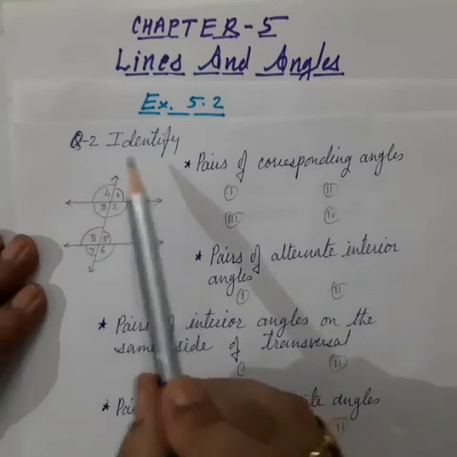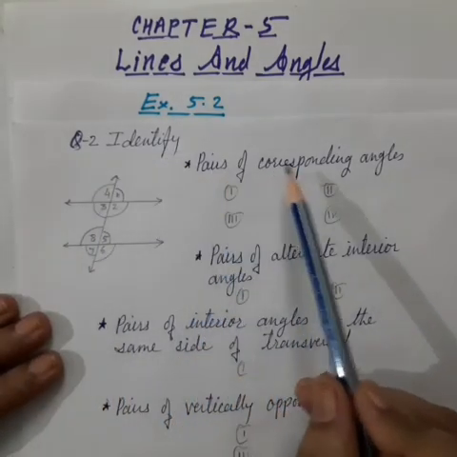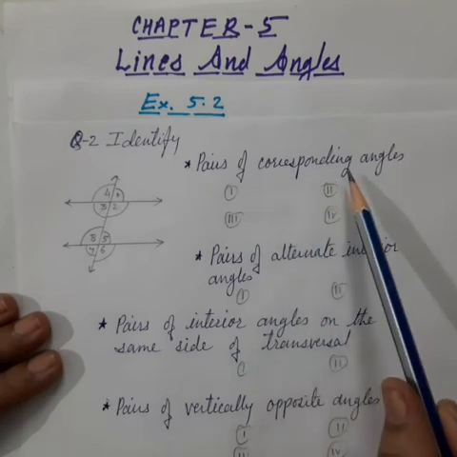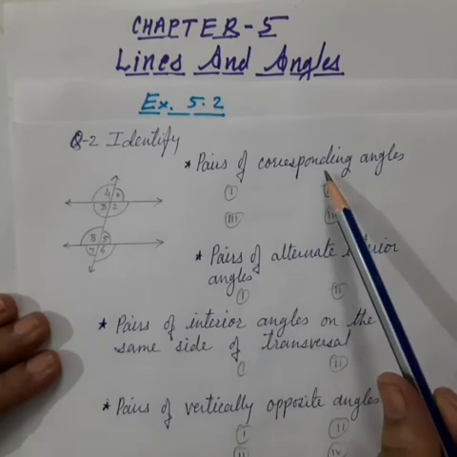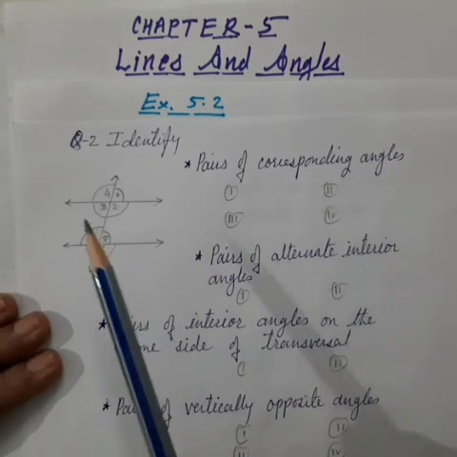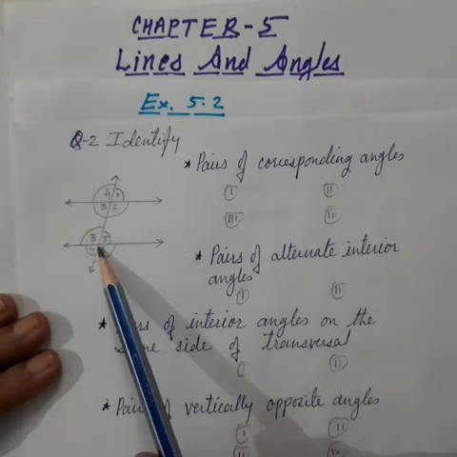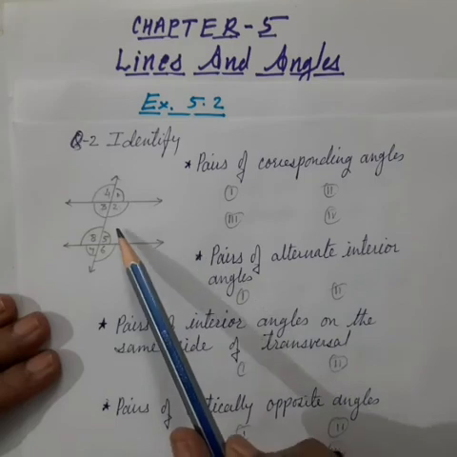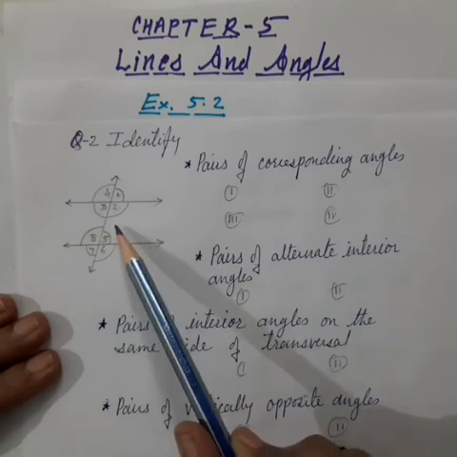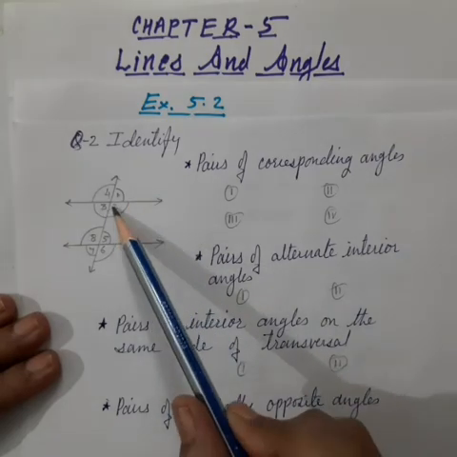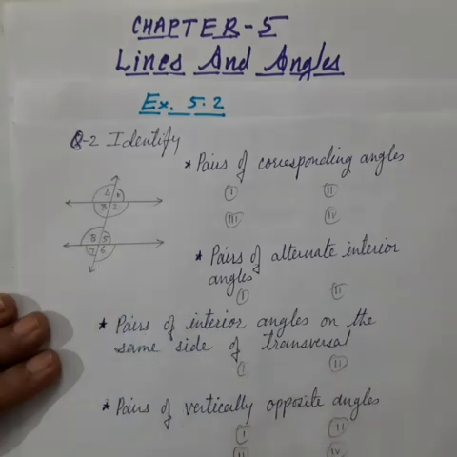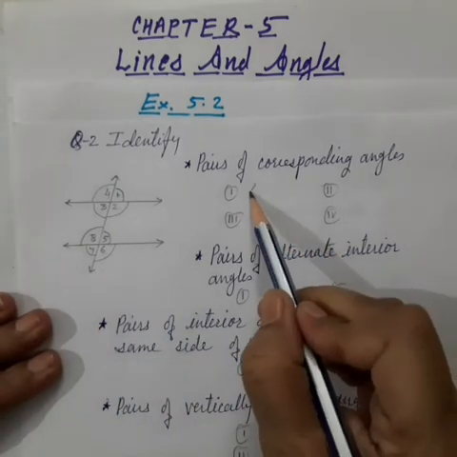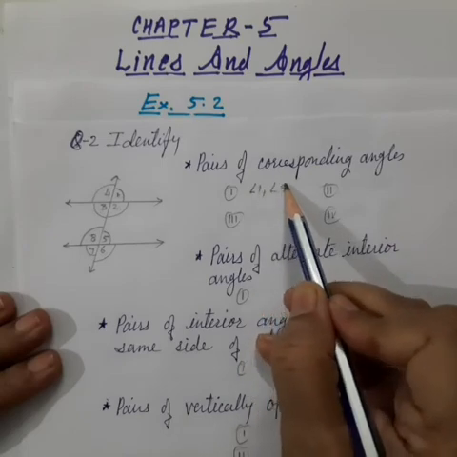Coming to question 2. Identify pairs of these different angles. First, pairs of corresponding angles. We know that corresponding angles have different vertices. They are on the same side of the transversal and the position is the same. Both are above the two lines or both are below the two lines. So the first pair is angle 1 and angle 5.